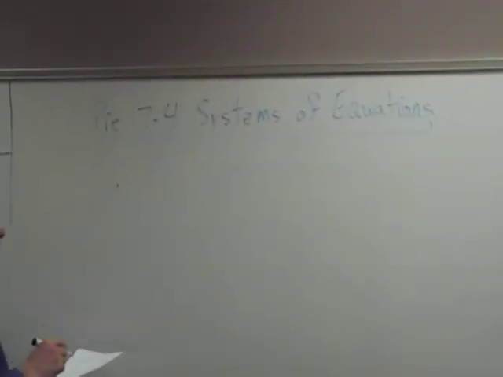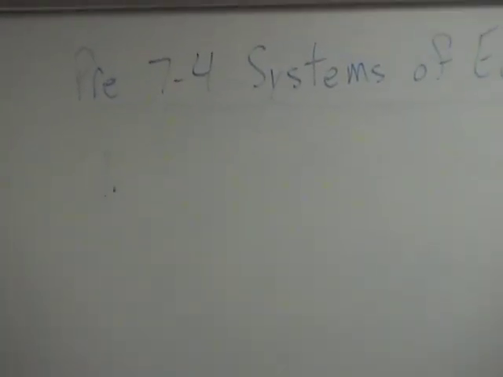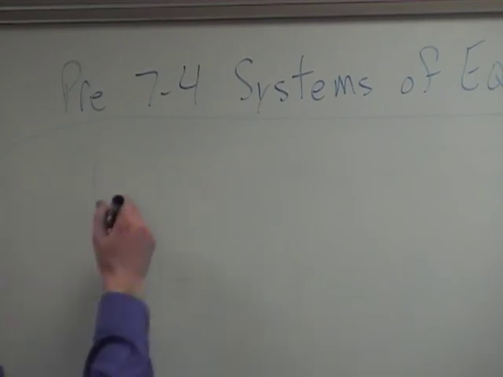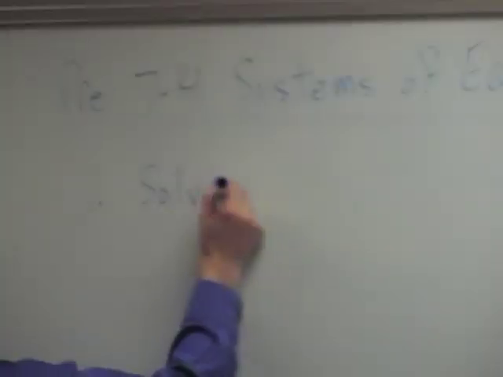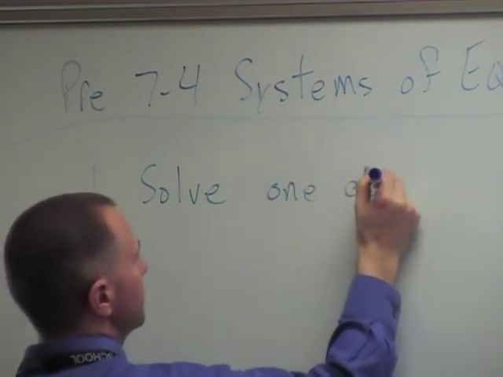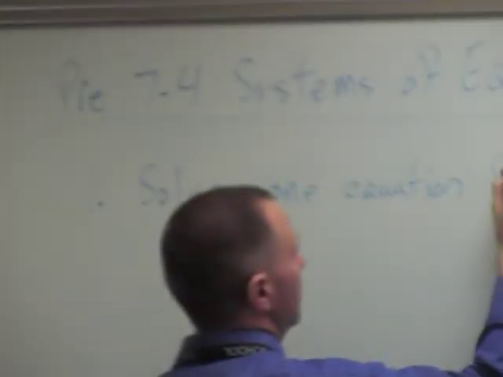Okay, we're going to solve these systems of equations. That means there's more than one equation. Now you've been working on solving an equation and moving variables across equal signs and manipulating what they look like. Now you have multiple equations you're going to be dealing with. Step one, you're going to solve one equation for one variable.